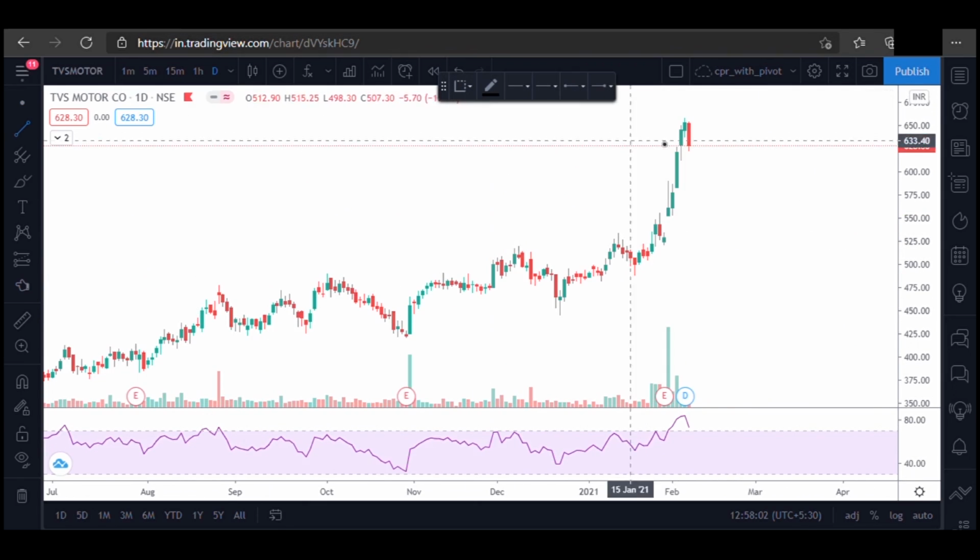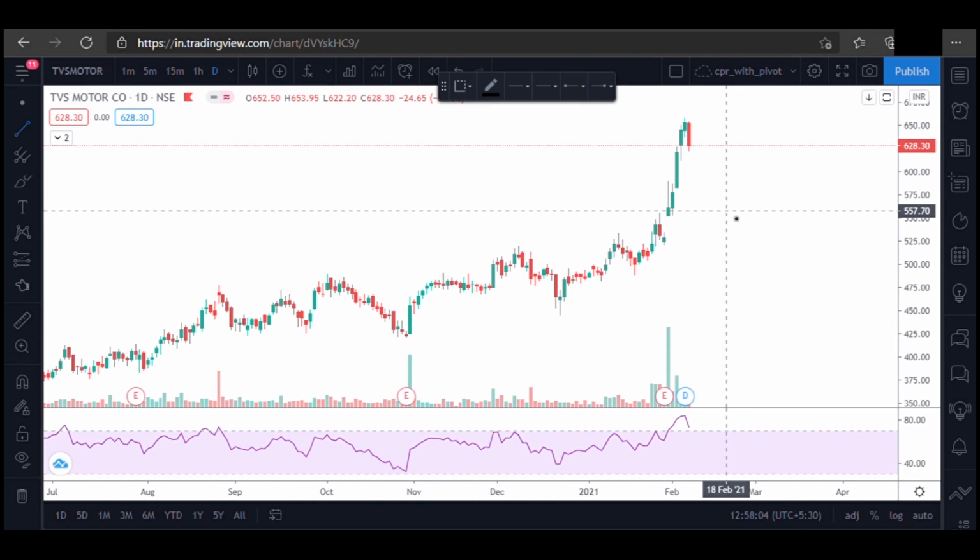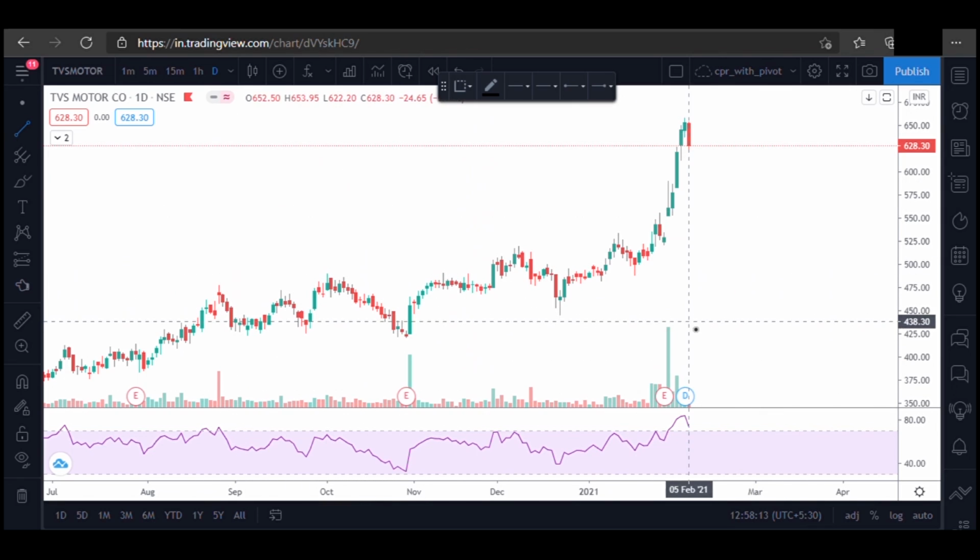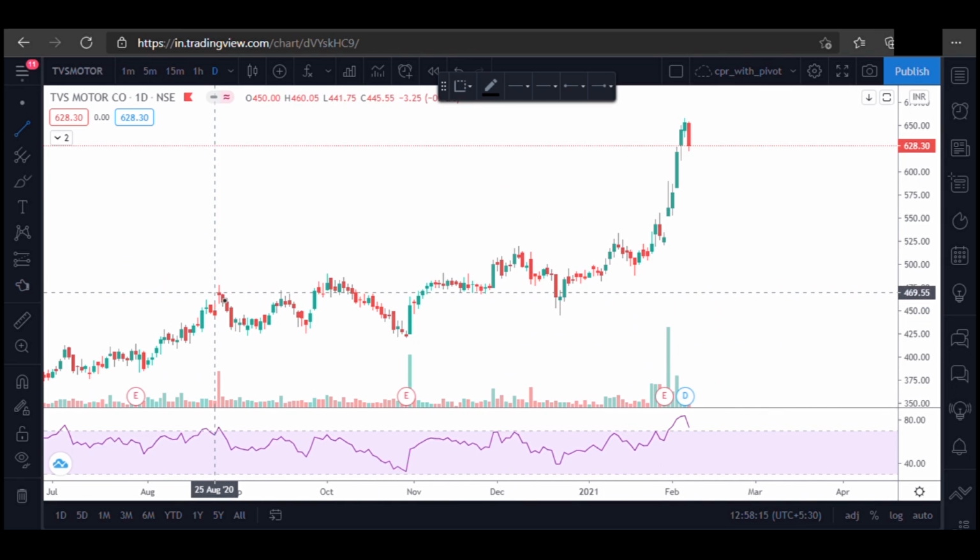Now coming to the wedge pattern. Wedge pattern is something in between channel and triangle. It is not a clear channel, it is not a triangle. It is somewhat in between channel and triangle. This is the price movement of the previous motors. Let's see how I traded and how I booked a profit of 20%.